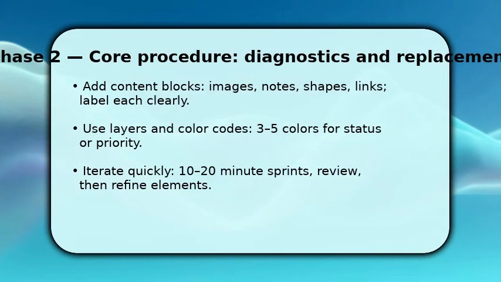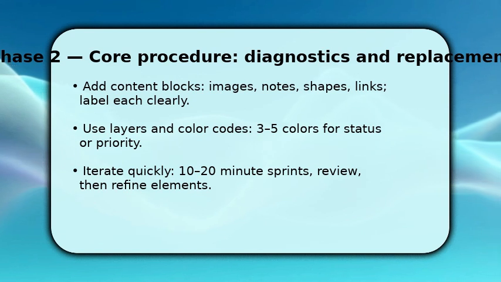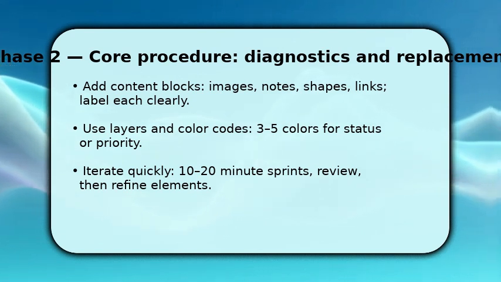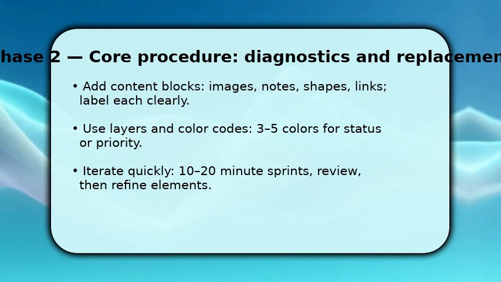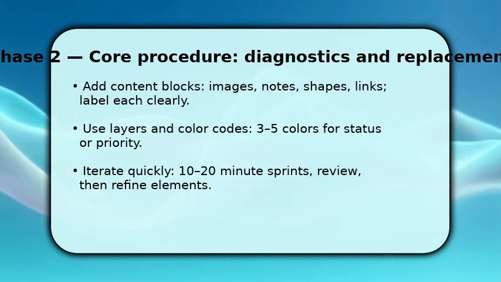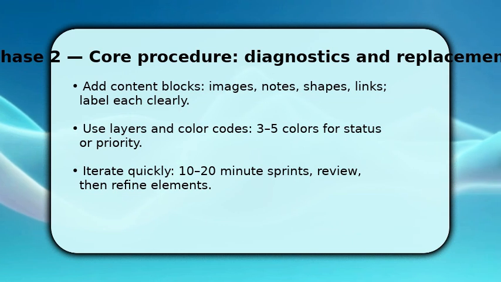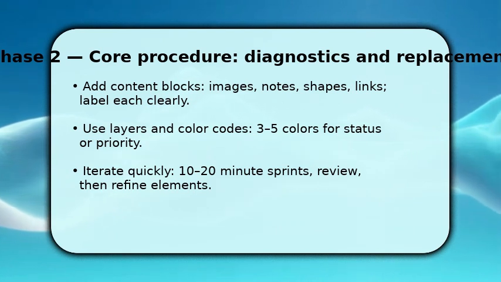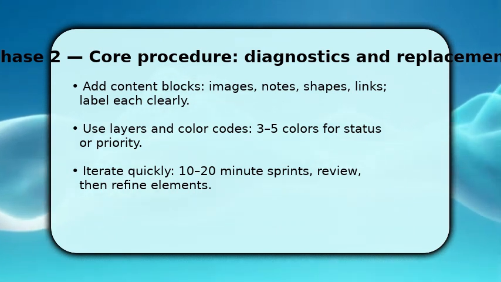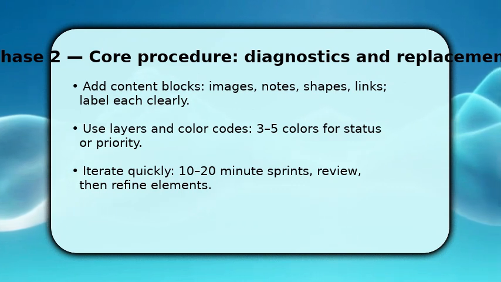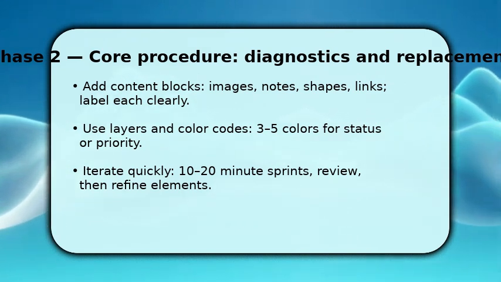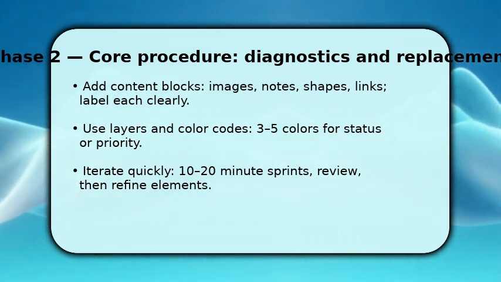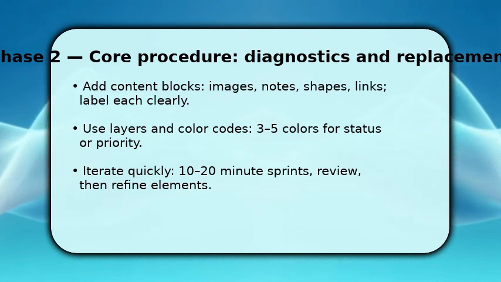You now populate the board with content, and you do it fast but organized. Add images, sticky notes, shapes, and links. Label everything so context is immediate. Use layers and a 3-5 color scheme to indicate status, priority, or ownership. This reduces confusion. Once items exist, run short, 10-20-minute sprints, review changes, prune or merge duplicates, and refine placement. Make sure to use comments for decisions, because a clear audit trail avoids repeated discussions and keeps progress moving forward.